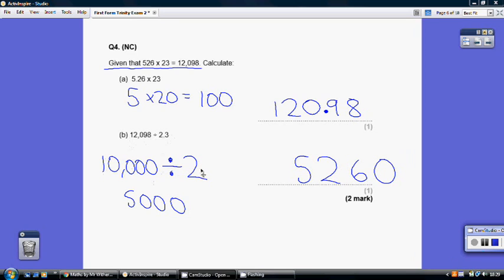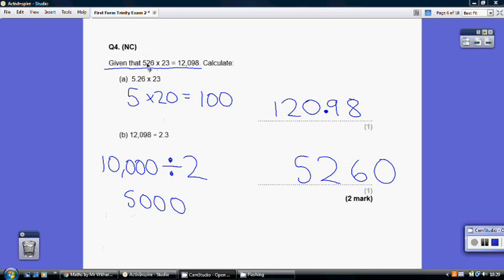2.3 is obviously roughly 2. So halving 10,000 we get 5,000. So bearing in mind our answer's got to include the digits 5, 2, 6 and we want an answer roughly being 5,000, what are we going to do?